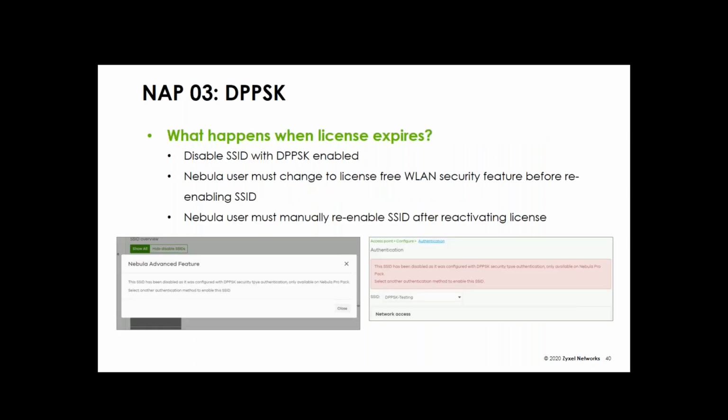Once again, the rules for when the license expires. That particular SSID with the PPSK will disappear. The user must change to a license-free wireless LAN security feature before re-enabling the SSID, and then must manually re-enable the SSID after putting the license back in. So the configuration is not lost, but you just have to go through these predefined steps to re-enable it.